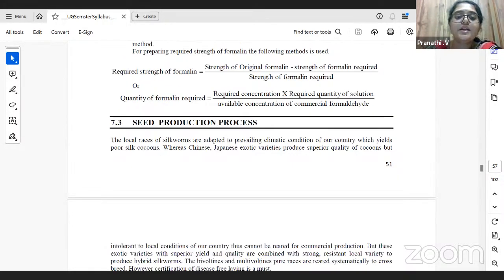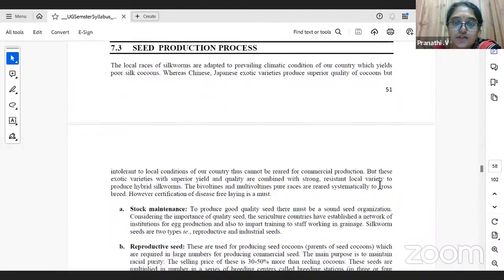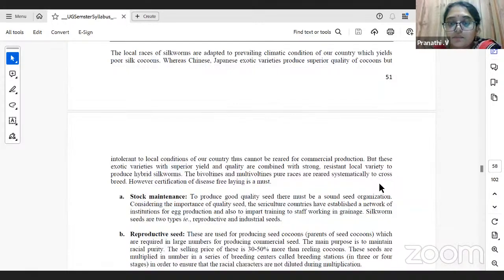Now, when the seed production process is there, over here we are going to see that the local races of the silkworms adapt to the kind of climatic condition which is present in a country, but then this yields poor silk cocoons. Again, Chinese and Japanese exotic varieties produce superior quality cocoons, but they do not tolerate the local conditions of a country. Thus, they are not exactly used for at least the commercial production.